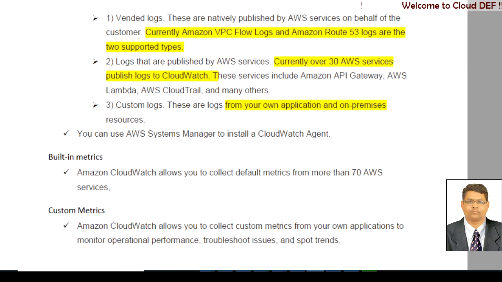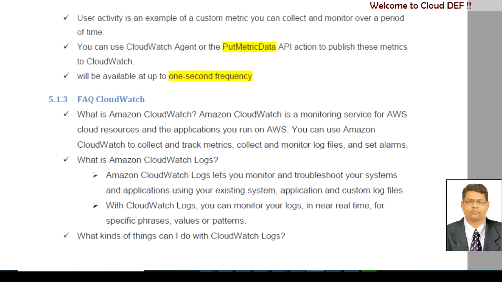5.1.3 FAQ CloudWatch. What is Amazon CloudWatch? Amazon CloudWatch is a monitoring service for AWS cloud resources and the applications you run on AWS. You can use Amazon CloudWatch to collect and track metrics, collect and monitor log files, and set alarms. What is Amazon CloudWatch Logs? Amazon CloudWatch Logs lets you monitor and troubleshoot your systems and applications using your existing system, application, and custom log files. With CloudWatch Logs, you can monitor your logs, in near real time, for specific phrases, values, or patterns.